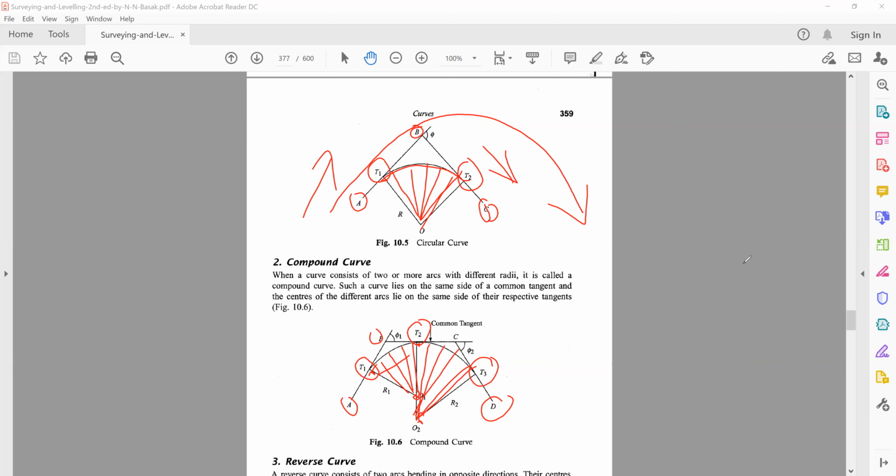And this depends basically on actual ground conditions where you are trying to construct the curve, because usually you don't have that spare land on which you can give one bigger arc. So you can join them with different simple circular curves, a combination to make a compound curve. So I hope you understand the difference.